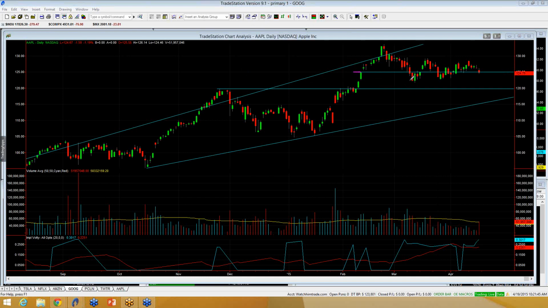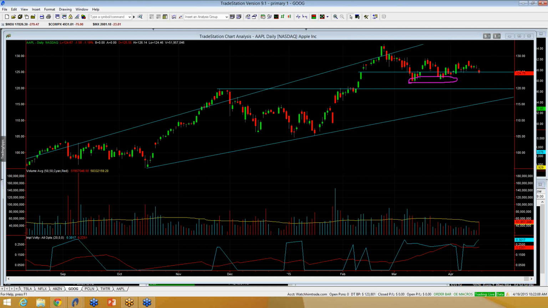That's the 125 level. There's been numerous pivots above and below 125, and now we're looking at another potential pivot below 125. So if you hold below 125, then I like Apple to be able to come down and test these lows that I just highlighted. This is between 121.50 and 123. That's where I think you're going if you stay below 125.